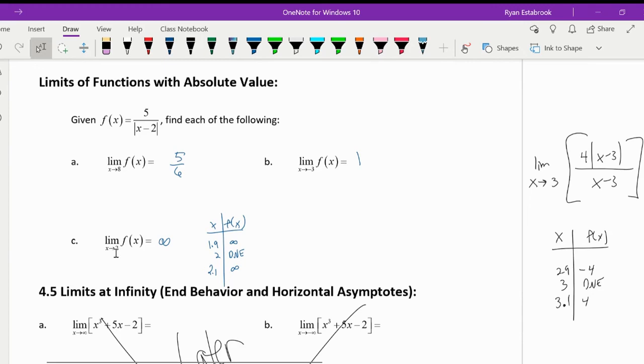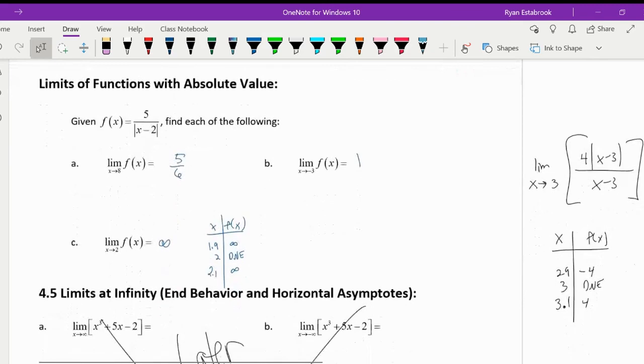As x is approaching 2. If we plug 2 in, 2 minus 2 is 0. Absolute value of 0 is 0. 5 divided by 0 is undefined. It's not indeterminate. It's undefined. We need some analysis here. So let's plug in something slightly less than 2, like 1.9. 1.9 minus 2 is negative 0.1. The absolute value of that is positive 0.1.